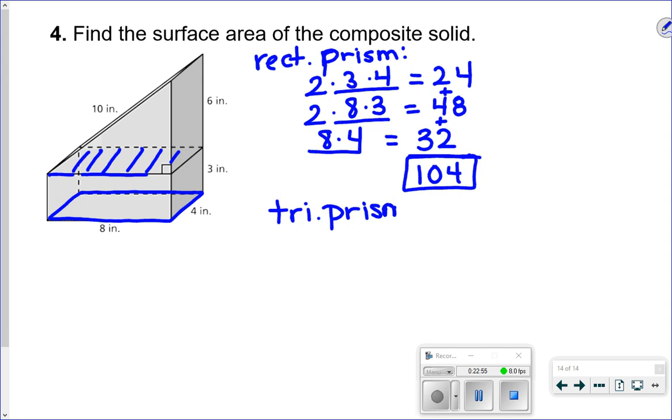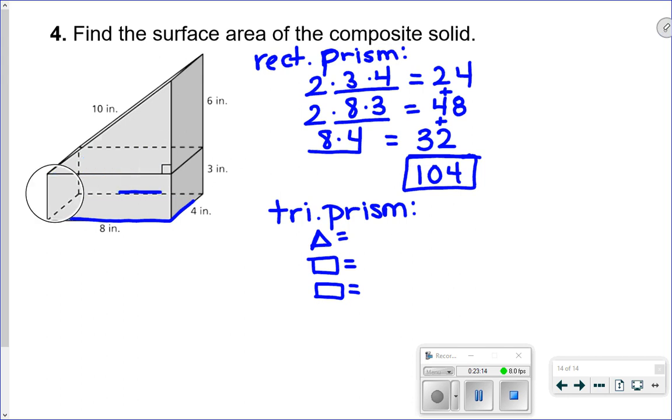Now when we do a triangular prism, remember we have 2 triangles that are the same size, and then we have 3 different rectangles. However, on this one, we actually have 2 rectangles because one of the rectangles is the one on the bottom that we've already crossed out. The one on the bottom, this rectangle on the prism, doesn't count for the surface area. That's on the inside of the shape, not the outside of the shape. So we have really 2 rectangles and 2 triangles for the prism that we need to do.